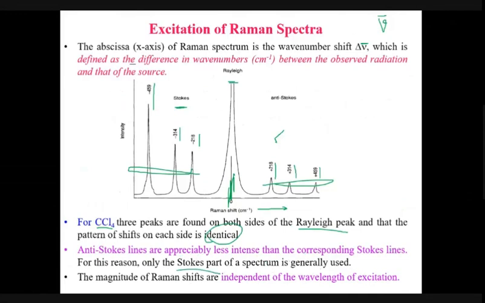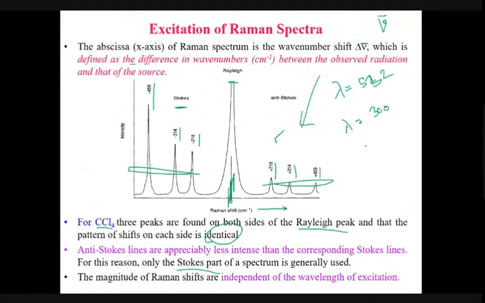The magnitude of Raman shifts is independent of the wavelength of excitation. See, whichever wavelength you select, it doesn't matter. If you are selecting 532 nanometer, it is okay. If you select a wavelength of 300 nanometer, it is still okay. You are still getting the same spectra.